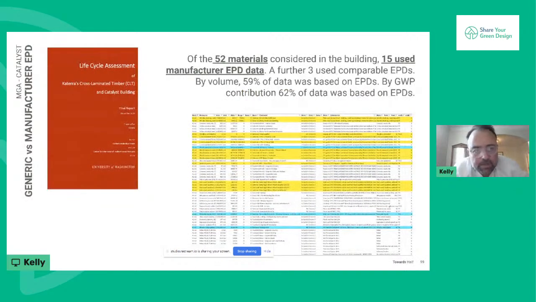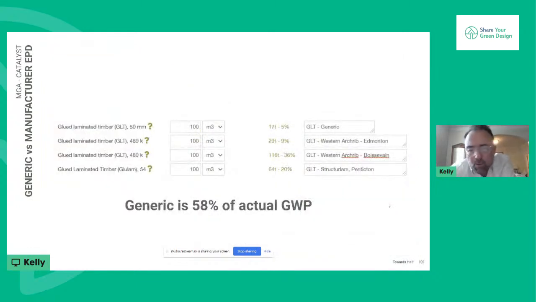And in digging into it, what she found is that the vast majority of the EPDs were generics. This is because, only a few years ago in North America, there were very few manufacturers doing this. So because of all these generics that resulted in a lower number, and now that we have more specific manufacturer-based EPDs, you can see here a big swing between a generic assumption for mass timber and the specific ones, depending if you're gunning it between Edmonton or Penticton.